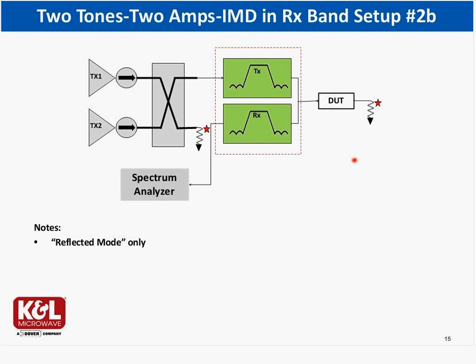A shorter way is to disconnect the right-hand side and to look into a TX RX device under test only in a reflected mode. This is also an option. Bear in mind that your gain from the TX amplifiers will have to compensate for about 3.5 dBs for this junction here. So we are driving the amplifiers a little bit harder.